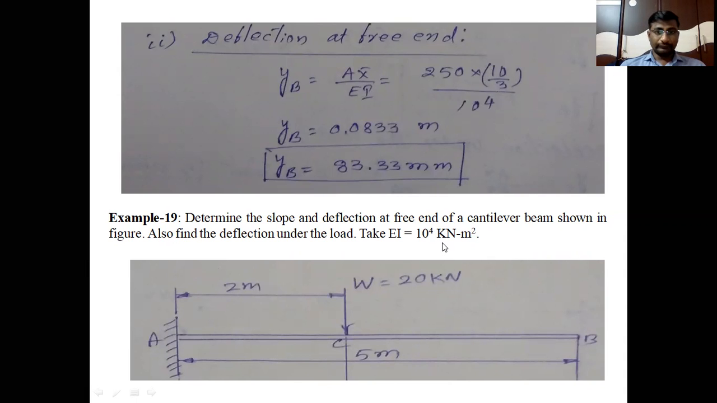In this diagram, the cantilever beam is given and the point load is acting at a distance of 2 meters from the fixed end. The total span of the beam is 5 meters. So here the load is not acting at the free end, it is acting eccentrically at 2 meters. So W equal to 20 kilonewtons. The load is acting at a distance of 2 meters from the fixed end. What is the slope and deflection at the free end? And also find the deflection under the load. How much distance is it displaced at the point C?